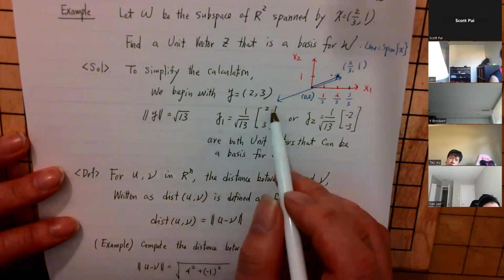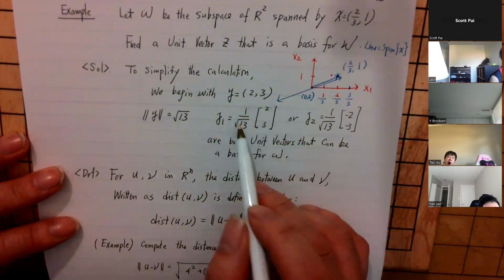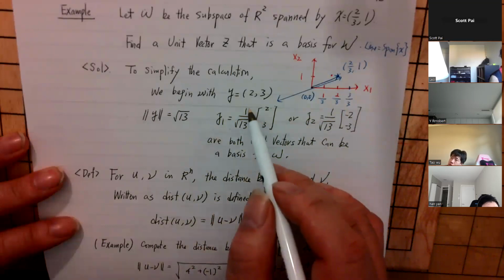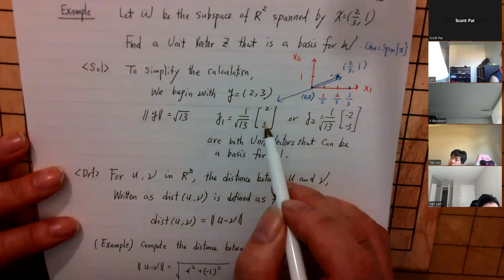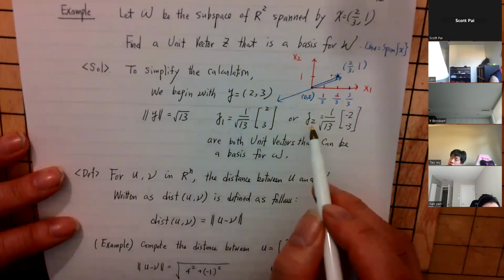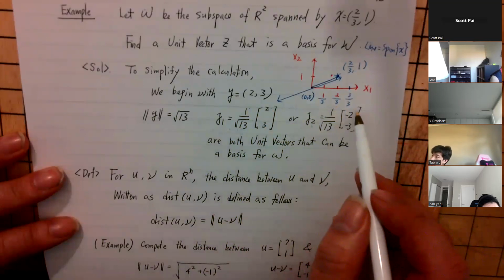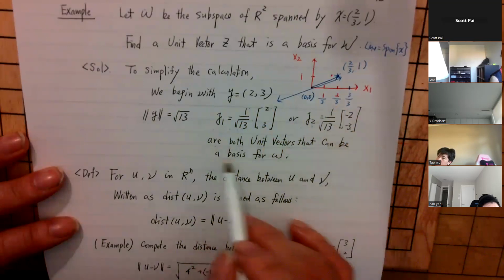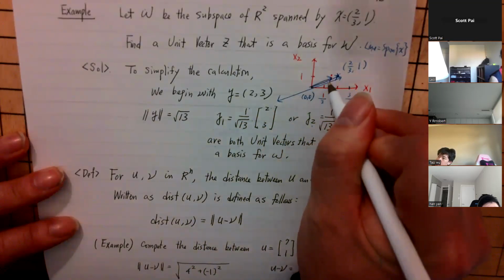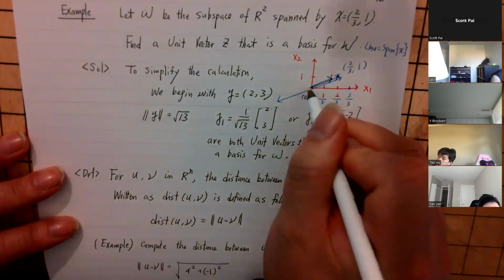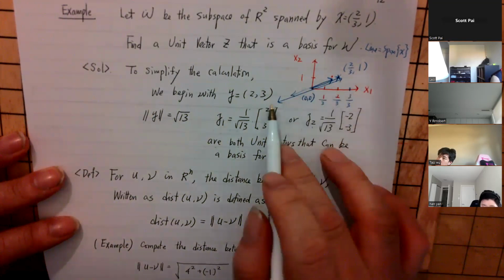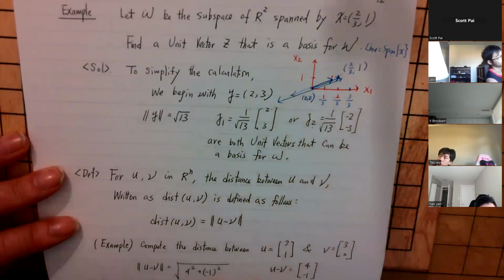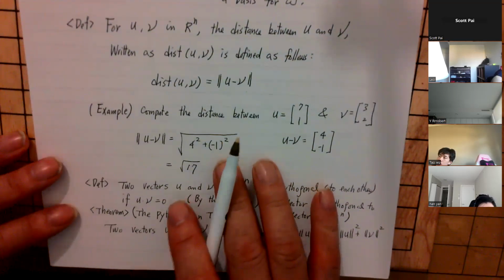And Z1 is (2, 3) divided by the length. Okay? By the length. So in this case, Z1 is 1 over square root 13 times (2, 3). And Z2 is 1 over square root 13 times (-2, -3). Both are unit vectors that can be a basis for W. One goes this direction, that's my Z1, and Z2 goes this direction. But it doesn't matter which direction it goes, because the vector is always on the line that goes through the origin. Okay? Now, let's look at the next one.